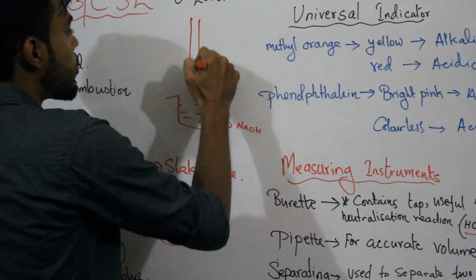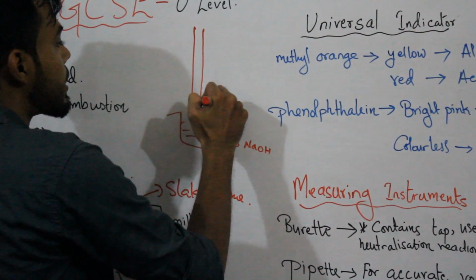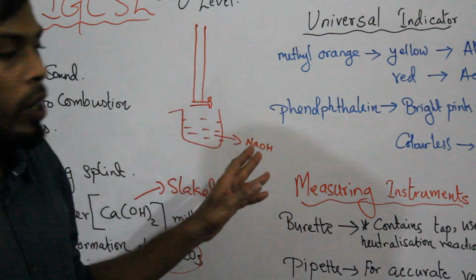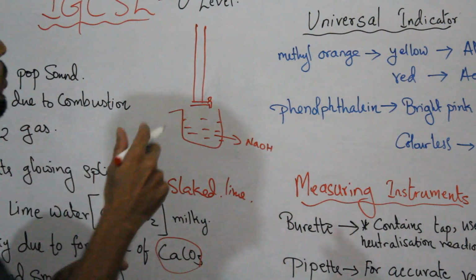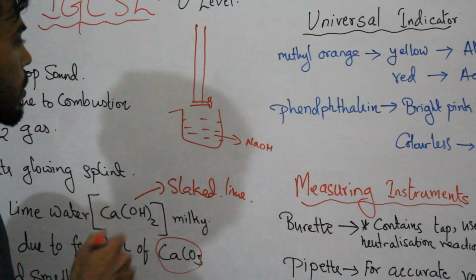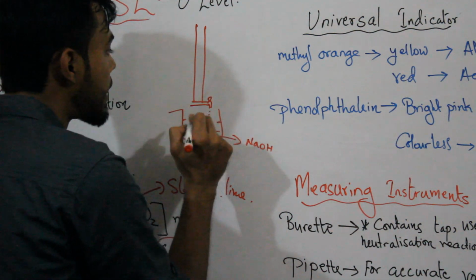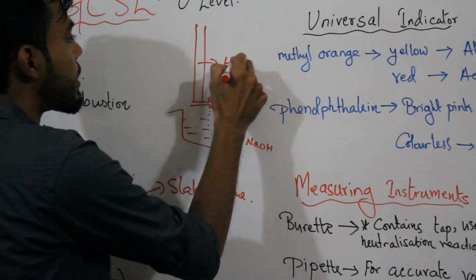Now, a burette is a long tube and it has a tap. It has a what? A tap in it. The use of the tap is, when you open the tap, what will happen? The acid will fall drop by drop, and here it will contain HCl.